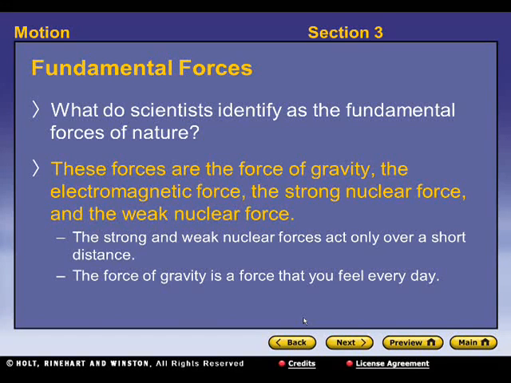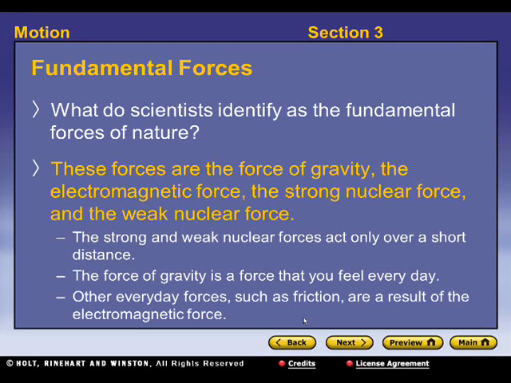Force of gravity, of course, keeps you on the earth. It keeps you from floating away. And then other everyday forces such as friction are a result of things like the electromagnetic force or other things.